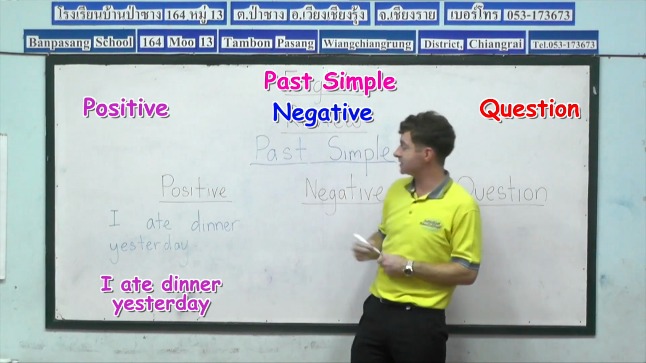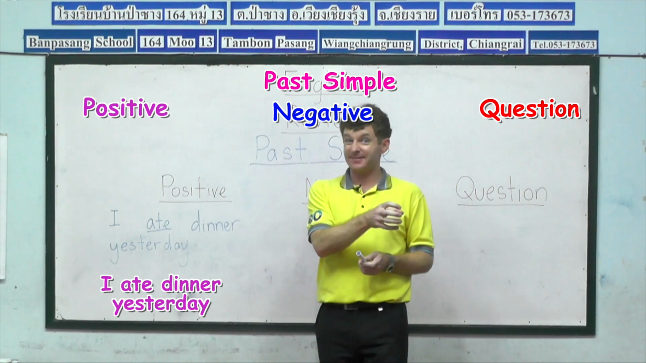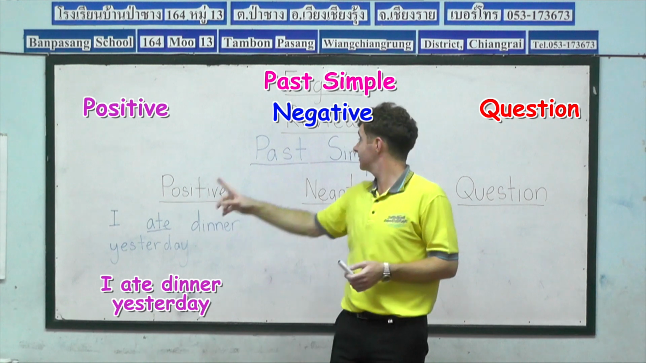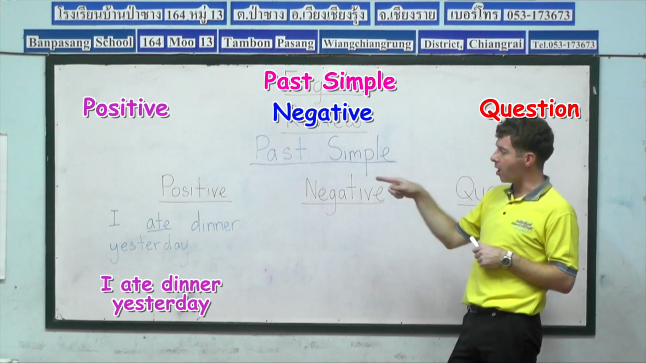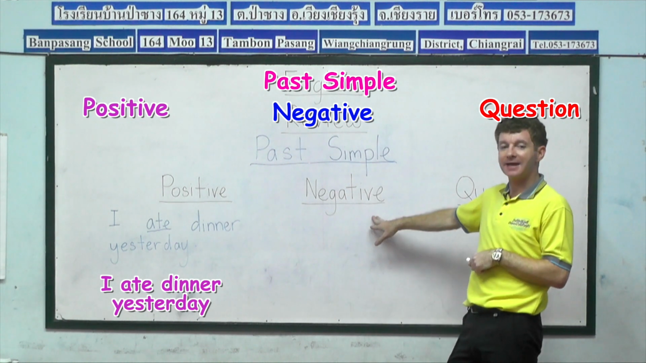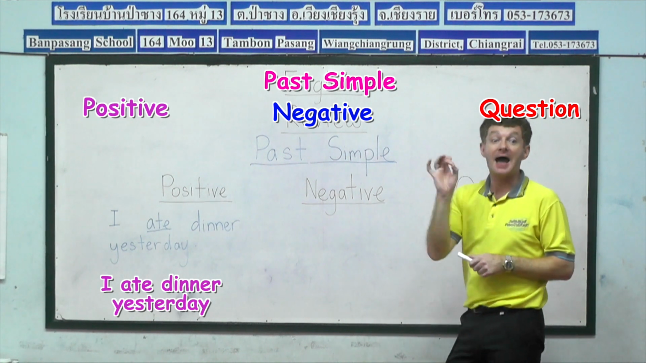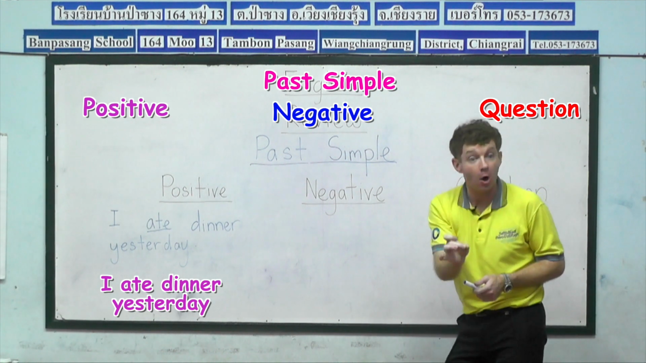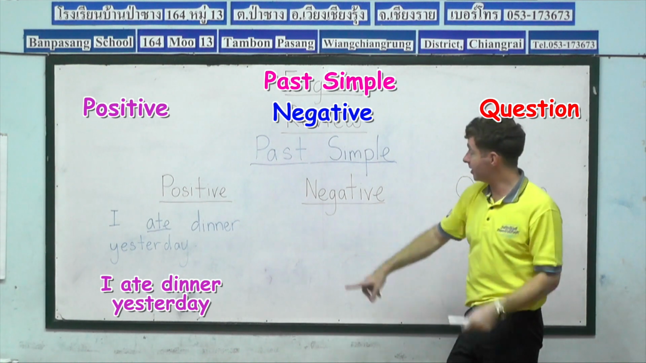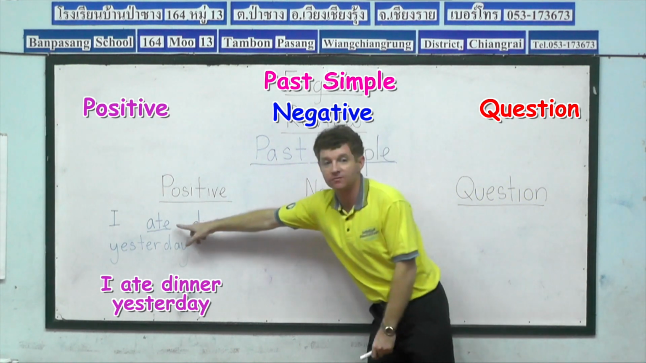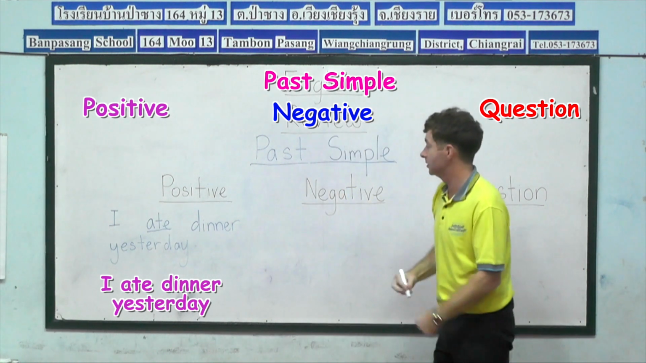Because it's past tense, we need the past tense form of the verb. Eat, present, ate, past. So, what do we need to do, guys, to turn our positive sentence into a negative? Remember, negative is what we did not do. I did not. Yes. Remember, for the negatives, we don't need to use the past tense form of the verb. We can use the normal form.